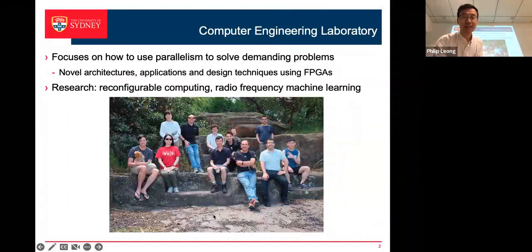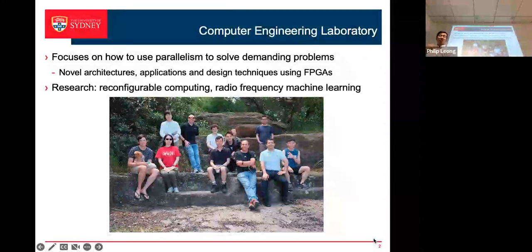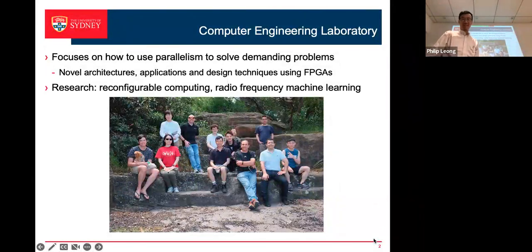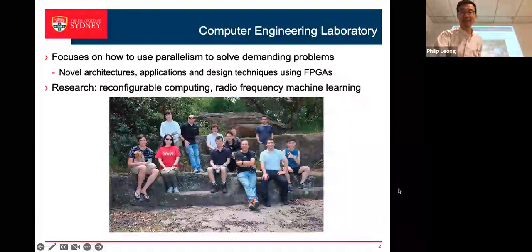This is Sydney. I'll just describe my lab, which is called the Computer Engineering Lab. We focus on how to use parallelism to solve demanding problems. We work on novel architectures, applications, and design techniques, mainly using FPGAs. Our research is on reconfigurable computing, and more recently, we've been working on radio frequency machine learning, so how you can apply machine learning to radio problems. And this is the group.